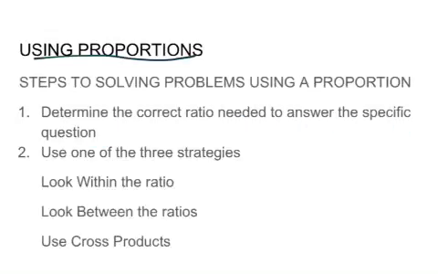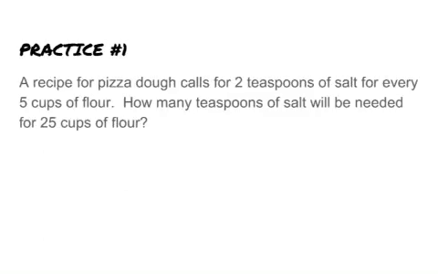Remember, we have talked about ratios can be part to part ratios. We also have part to whole ratios or whole to part. So we need to be sure that we understand from the question exactly what we're trying to determine. And then when we have that, there are three strategies we've learned that we can use. We can look within the ratio, we can look between the ratios, or we can use cross products. So let's take a look at some examples.